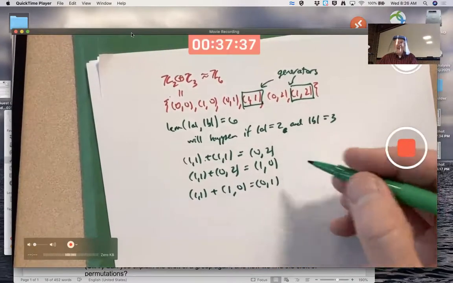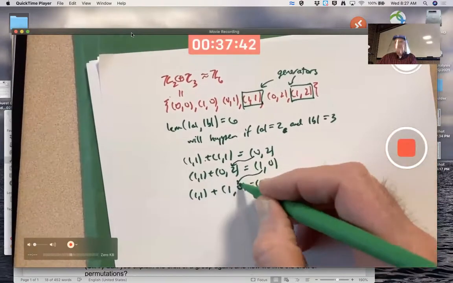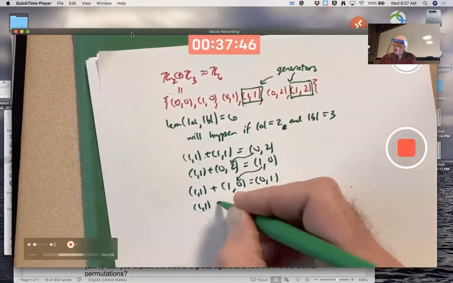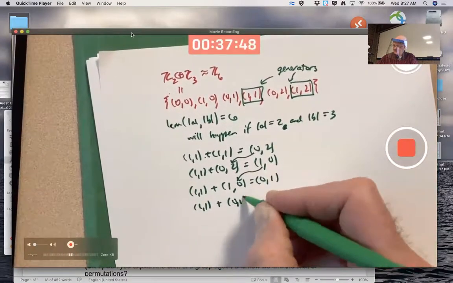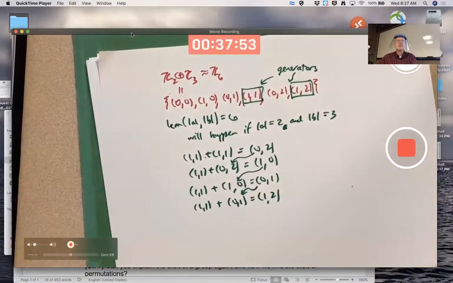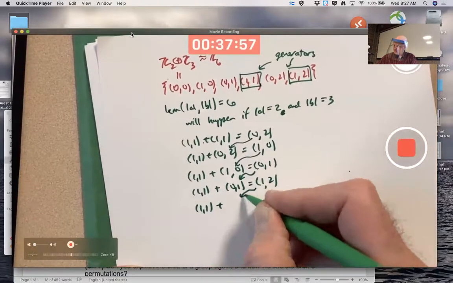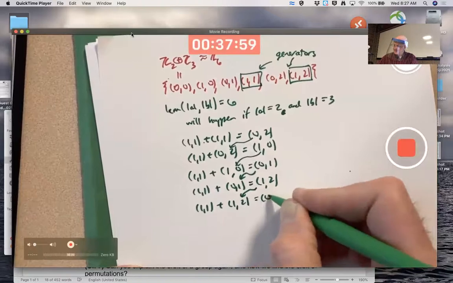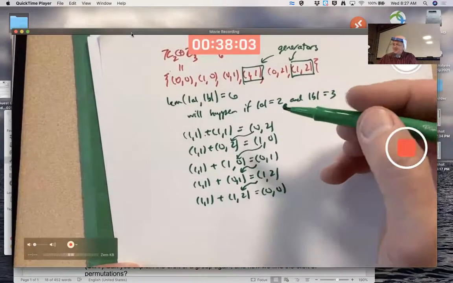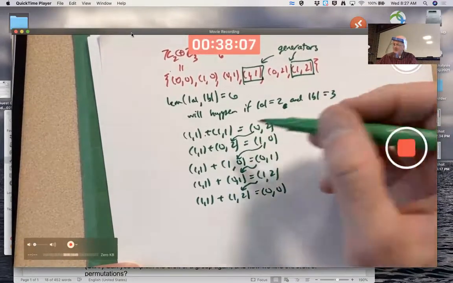I'm really adding one to itself each time here. I'm just bringing these things down. 1, 1 plus 0, 1, bringing this down, is 1, 2. And then 1, 1 plus this one, 1, 2, is indeed 0, 0, the identity. We add 1, 1 to itself. 1, 2, oh, well, okay.